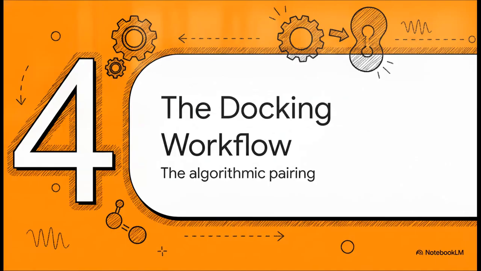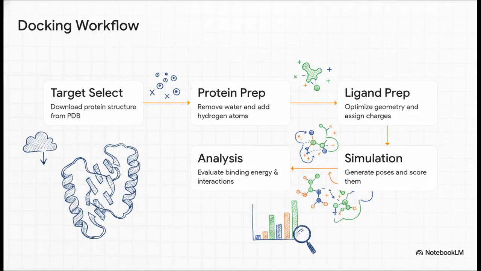Section 4. The 5-step docking workflow. The algorithmic pairing. So how does this actually happen? It's a very methodical 5-step journey. Step 1 is target selection, where you usually download a 3D protein structure straight from the Protein Data Bank and pinpoint that active site. Step 2 is protein preparation.